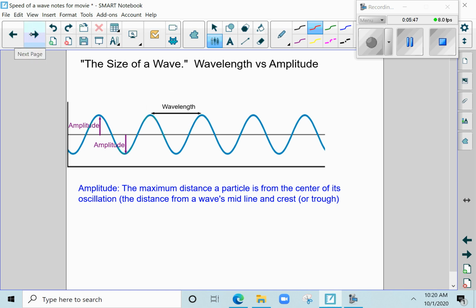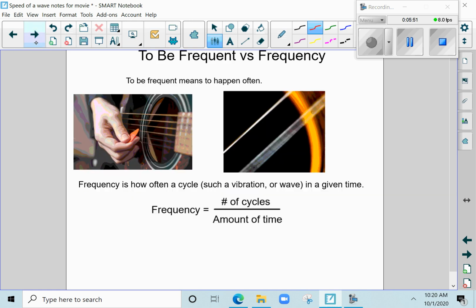The amplitude above and below a wave are always symmetrical. Another thing that we've talked about in the past is frequency. When something happens frequently, it means it happens often. Frequency is just a measure of how often something occurs. We have always defined frequency as the number of cycles, vibrations, or events that take place in a given amount of time. So frequency is just the number of cycles that take place.